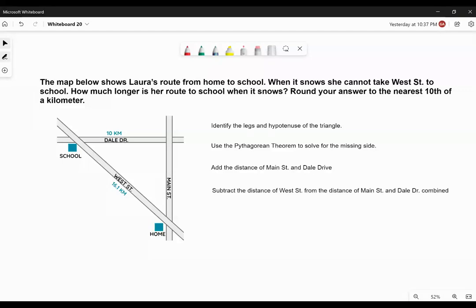The map below shows Laura's route from home to school. When it snows, she cannot take West Street to school. How much longer is her route to school when it snows? Record your answer to the nearest tenth of a kilometer.